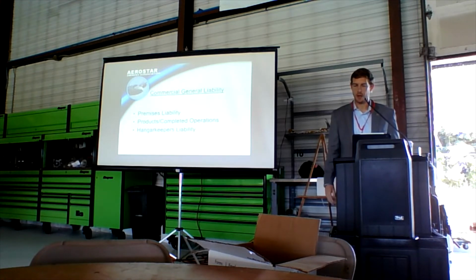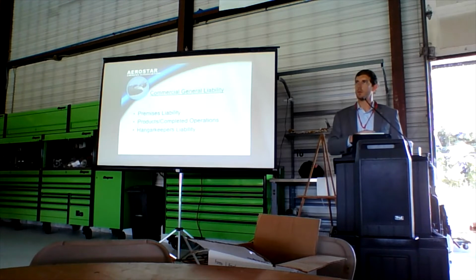And then the last one is the hangar keepers coverage. Hangar keepers is coverage for damage to aircraft that are in the care, custody, or control of the FBO or repair shop. So that's while the work is still being done. So you can differentiate those products and hangar keepers. Products is after the work is done. Hangar keepers, the airplane is still in the hangar, the work is still being done on it, okay? And obviously the most common example of hangar keepers claims are hangar rash.